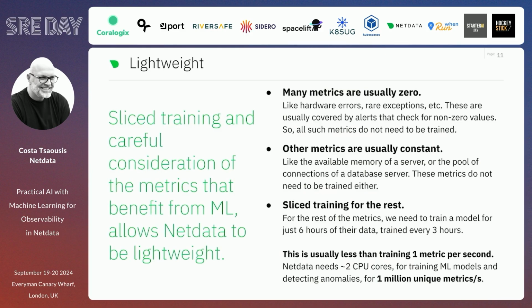There are other metrics that are not zero, but are almost always constant, so the number never changes, like the maximum connection pool of a database server. Unless you restart and reconfigure the server, it will never change. So we excluded all these that are constant over time. And then we did sliced training. Netdata is a decentralized system, so we sliced observability in little pieces, and each server does only its own part. This allowed us to train at the edge at a very small overhead.